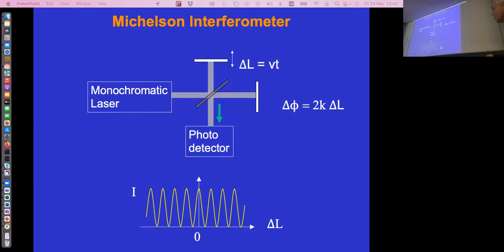Then I move my mirror even further. I get a maximum again. Mirror displacement is half a wave. The back and forth path length difference is then a full wave, and the two waves are in phase again and constructively interfere. So I can write my displacement, delta L, when I move my mirror with a constant velocity, as the velocity times time. That is the displacement delta L, the path length difference between these two arms.